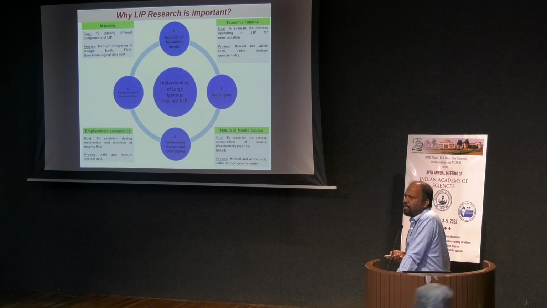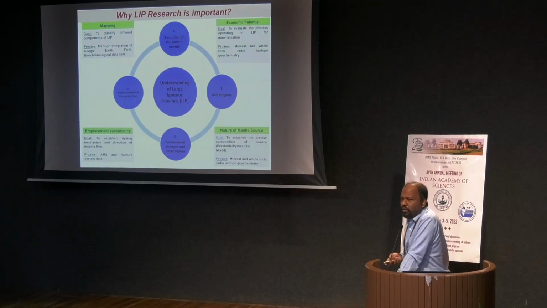Third point is the environmental changes that it is going to affect when it is erupting a large amount of magma. As I was saying, in the Deccan LIP, magma was generated at 65 million years. And we all know the 65 million year magmatic activity is supposed to be the cause of the extinction of dinosaurs. So when it is erupting a large amount of magma, along with the magma, several gaseous forms like carbon dioxide and sulfur dioxide are coming into the atmosphere. So it is going to affect our environmental change and also catastrophes like dinosaur extinction.